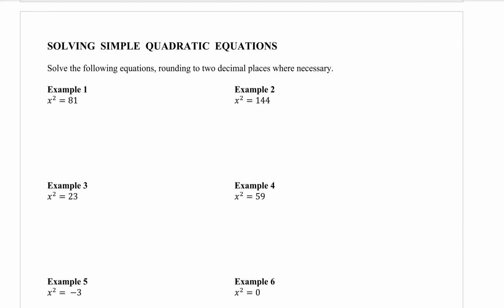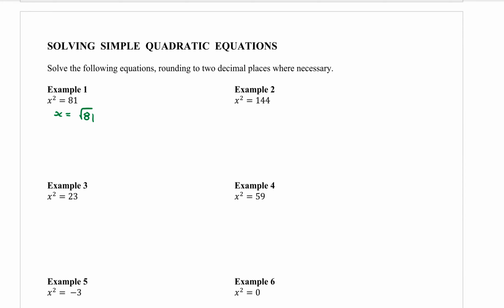No. The opposite of squaring something is to square root it. Okay? So, the opposite of x squared, to move that to the other side, is to square root the 81. Now, there is an extra little catch to these questions.